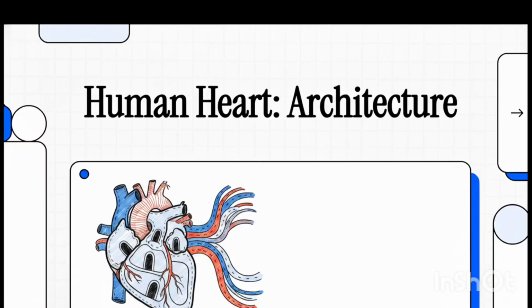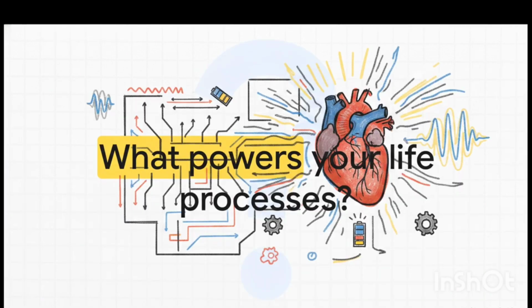Today, we're going on a bit of an architectural tour, but not of a building. We're looking at one of the absolute most incredible structures in the natural world, the human heart. If you're the kind of person who loves figuring out how things are built and how they actually work, well, you are definitely in the right place. We're going to look at the blueprints, the rooms, the walls, the doors, and the massive biological highways that make this powerhouse tick.